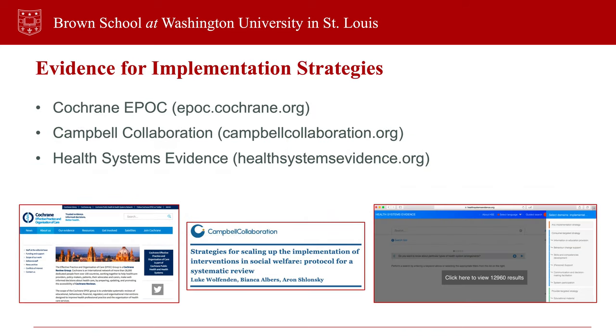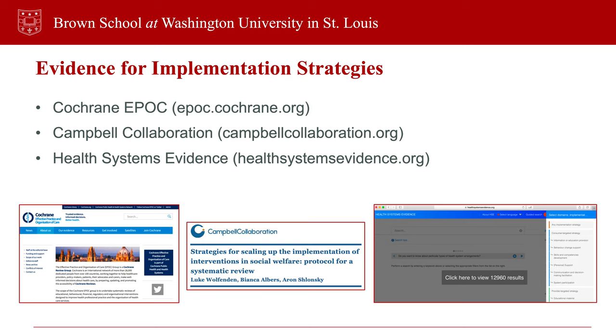There is an increasing number of resources for identifying evidence for implementation strategies, and I would like to point you to a few of them here. The first is the Cochrane Effective Practice and Organization of Care Group, which has conducted a number of systematic reviews and meta-analyses of implementation strategies. So that's often a first stop for me as I look for evidence for implementation strategies.